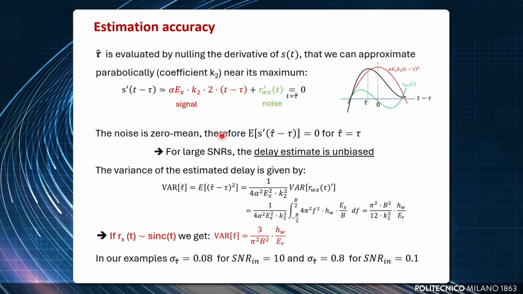But with the same property, we can compute the variance of the error, and the variance of the error is the variance of this signal divided by this quantity. After some mathematics, we can compute this standard deviation. In our case, we see that the standard deviation for a signal-to-noise ratio of 10 is 1/800 of a pixel, so a very, very small fraction of the pixel. But when the signal-to-noise ratio drops to 0.1, so when the noise is 10 times more than the signal, there is still a standard deviation of 0.8, that is less than 1 pixel.